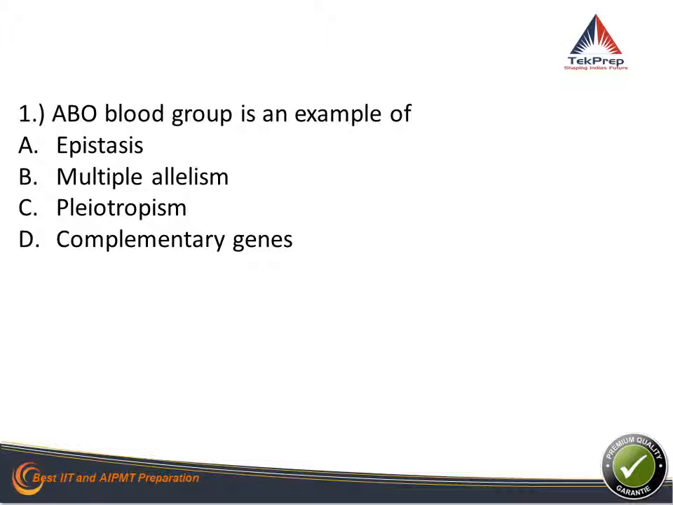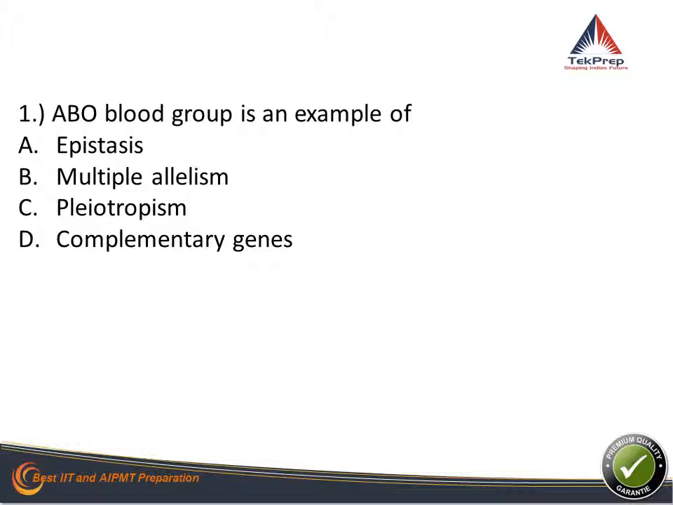epistasis is intergenic suppression. Epistasis can be defined as a gene or a gene interaction whereby one gene interferes with the phenotypic expression of another non-allelic gene or genes. So the gene or the locus which suppresses or hides the action of a gene at another locus is called the epistatic gene, and the gene whose expression is suppressed is called the hypostatic gene.